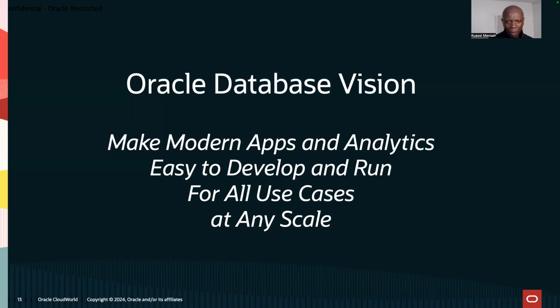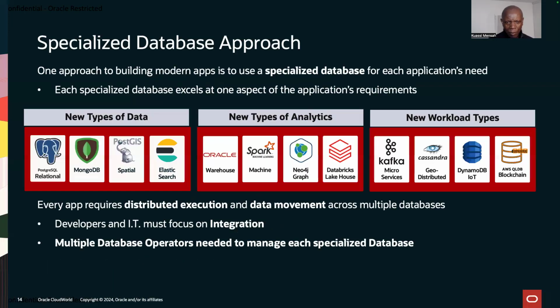Okay, when you build an application, you usually have multiple data models. For example, if you want to build a rich catalog, you need not only relational, but you need text.